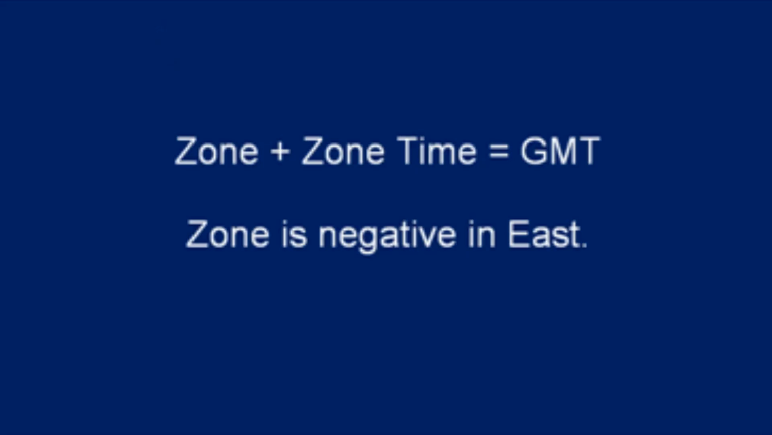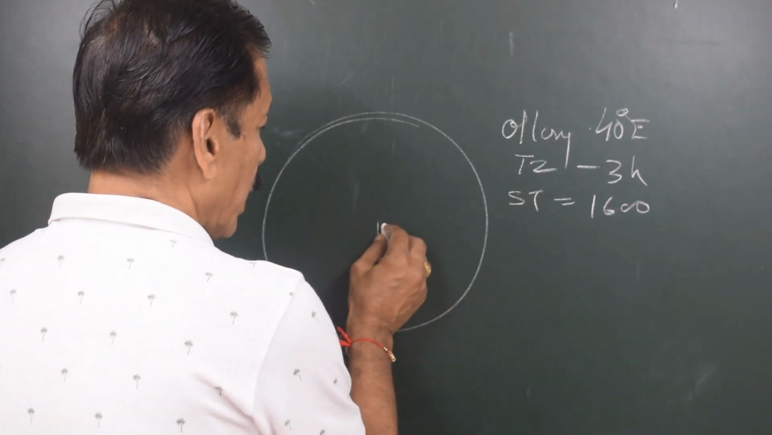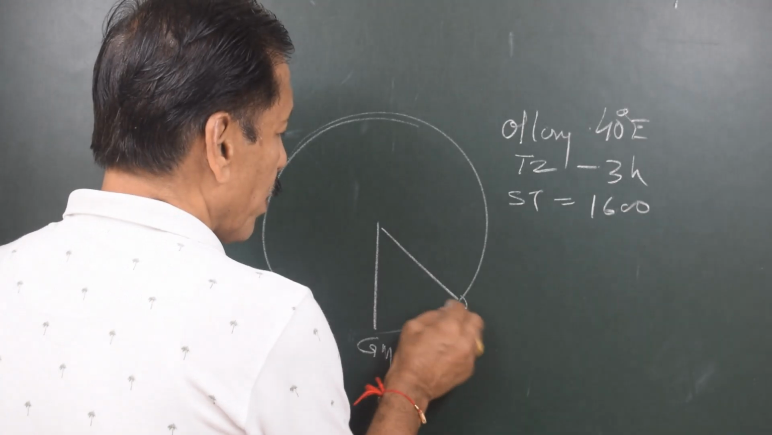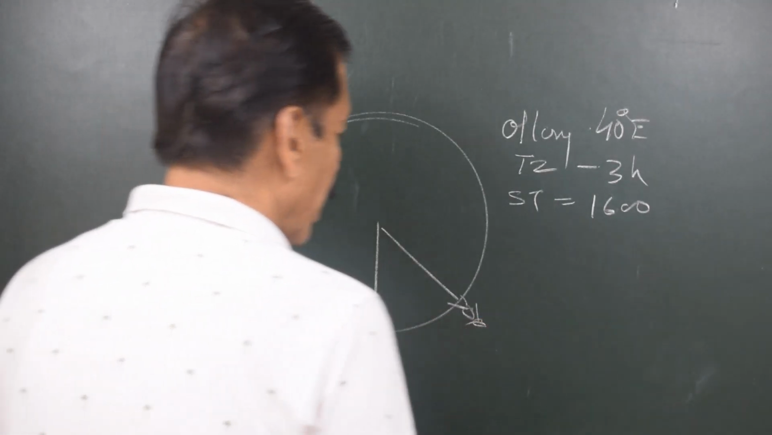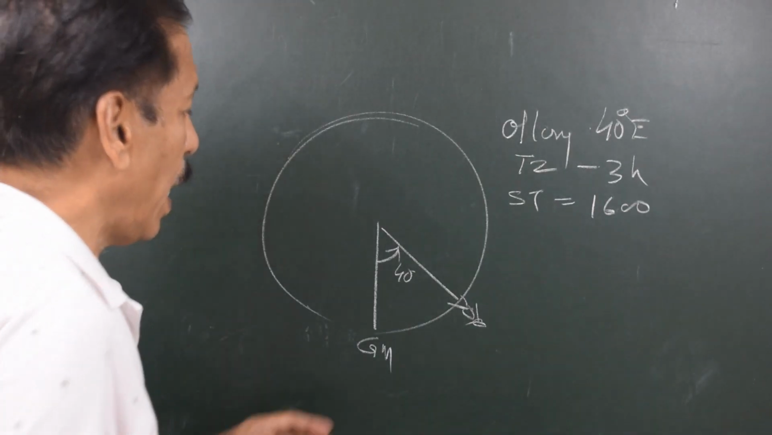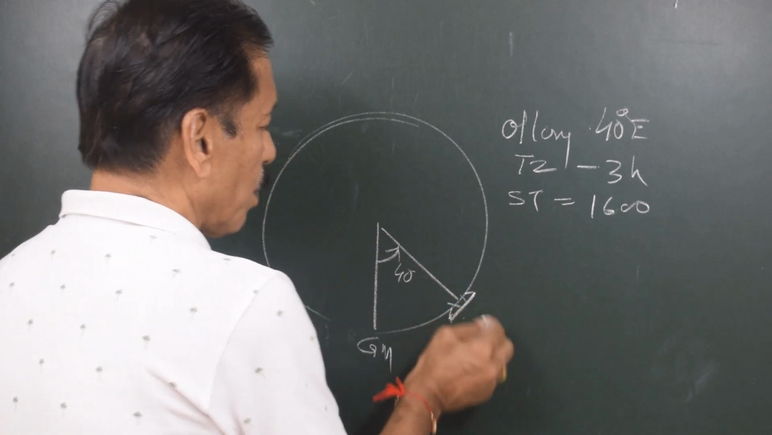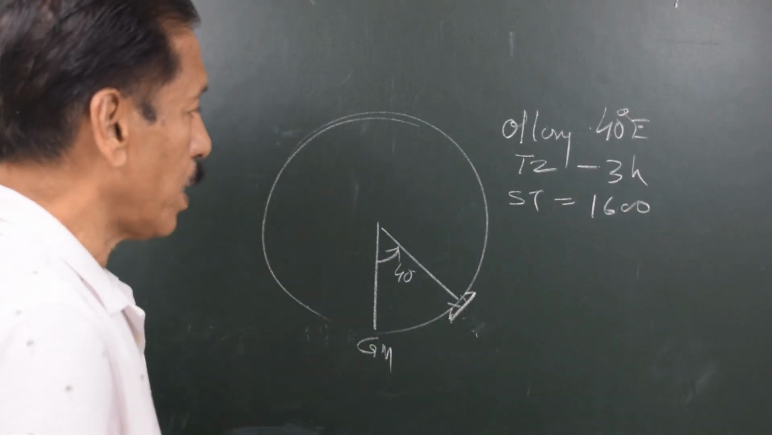So let's say this is the Greenwich meridian and the longitude is 40 degrees east, meaning you have the observer here and this angle is 40 degrees, and the ship is on this meridian. So I will draw the ship. The meridian of the ship is 40 degrees.